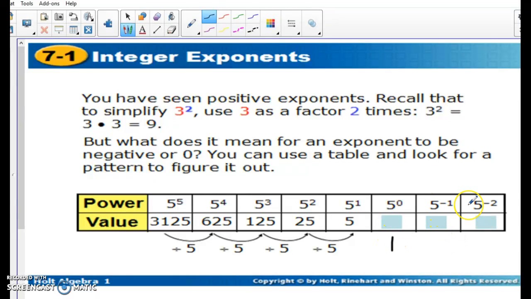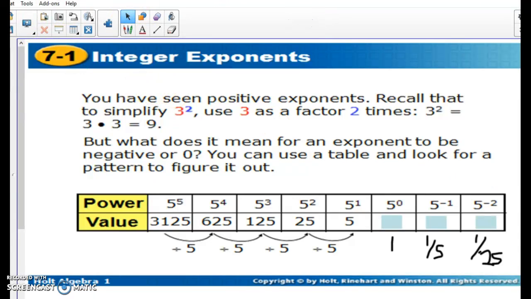And now 5 to the negative first power, some of you would want to say is negative 5. It's not, because if we keep with the trend, 1 divided by 5 is 1/5. 5 to the negative second, again, keep dividing by 5, so 1/5 divided by 5 is 1/25. There are two ways to look at it: we can keep following the trend, or 5 squared is 25, so 5 to the negative 2 is 1 over 25. It's really just 1 over whatever that is.